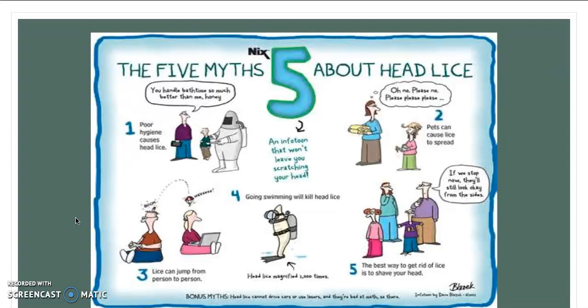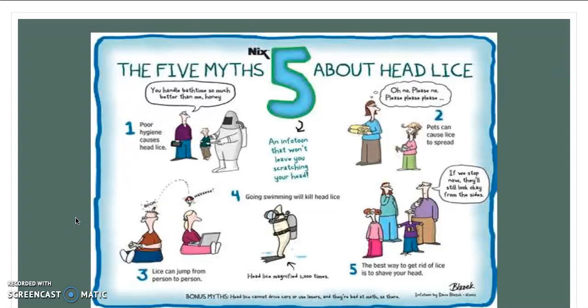Lice can jump from person to person. That is absolutely not true. But a lot of people think that. I've seen children with lice and their parents, family members, friends are scared, because of the way that our society sort of views insects and these types of infestations, people get very scared and they don't want it to get into their home. And it is a hassle a lot of the time, with the treatment and all that it takes. But lice cannot jump from person to person. So you are safe being next to someone with lice. They're not going to jump over and get you.